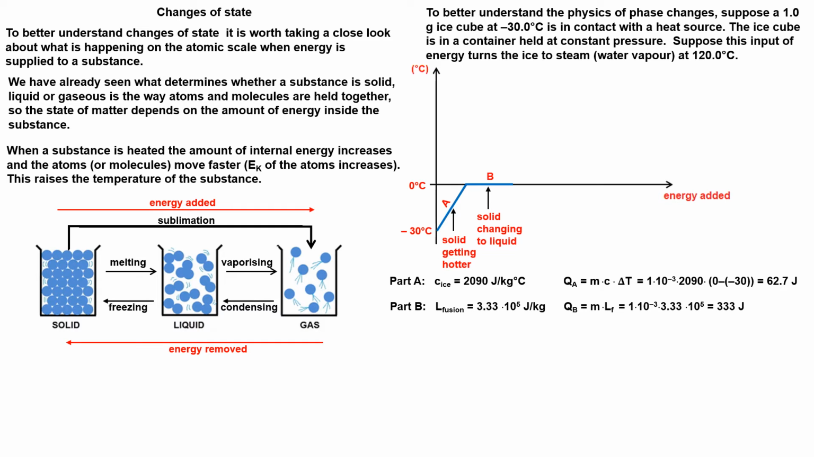Part C. Between 0 and 100 degrees Celsius, no phase change occurs. The energy added to the water is used to increase its temperature, as in part A. We can use the specific heat of the water to calculate the amount of energy to warm the water from 0 to 100 degrees Celsius.